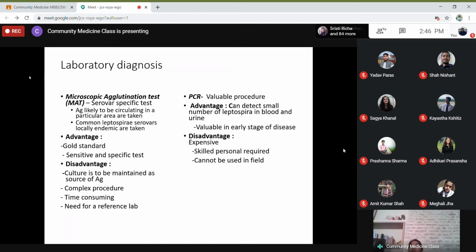And you cannot use a PCR test in the field, so you have to balance between diagnostic tests, your rapid test kits, and PCR. Rapid test kits are usually used if you just want to carry out academic surveys and see what is the prevalence of leptospirosis infection. Then you can reserve your rapid RDT kits.